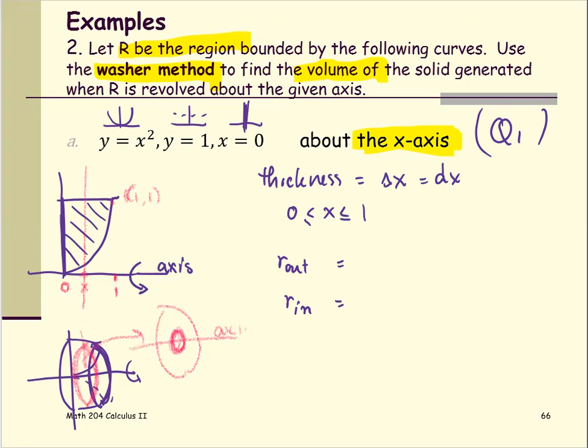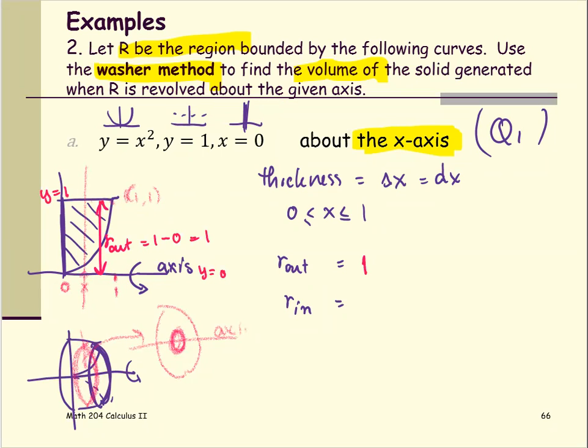Now, the outer radius will be measured from the highest point to the axis of revolution. So that's the R out. The top part is the line y equals 1, so it's going to be 1 minus the x-axis, which is 0. So 1 minus 0, or just 1. So the outer radius is 1.